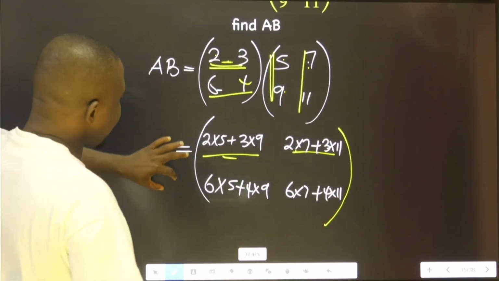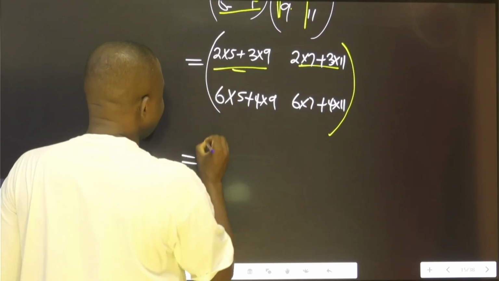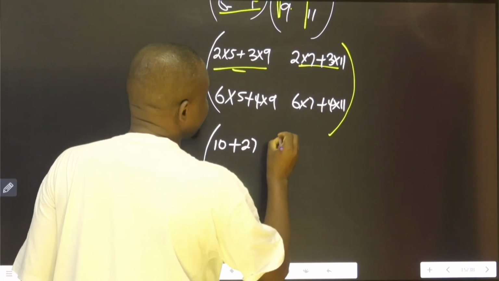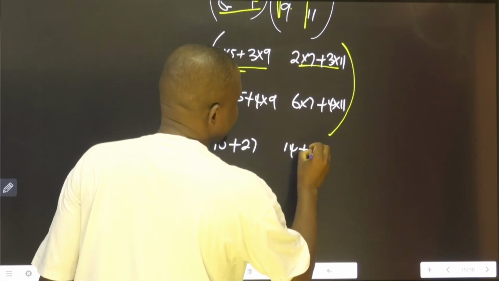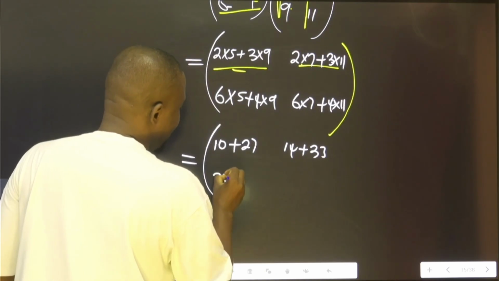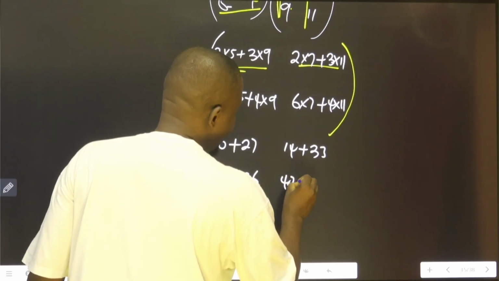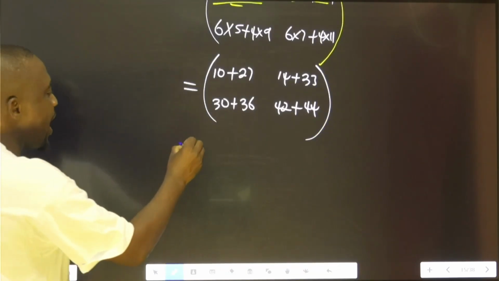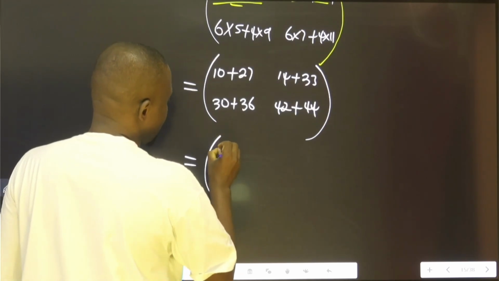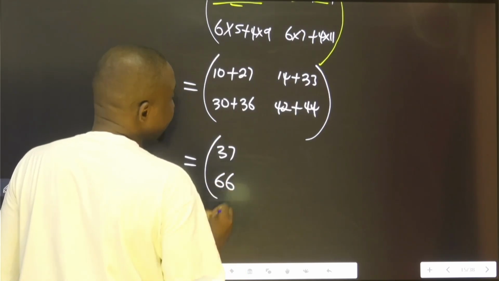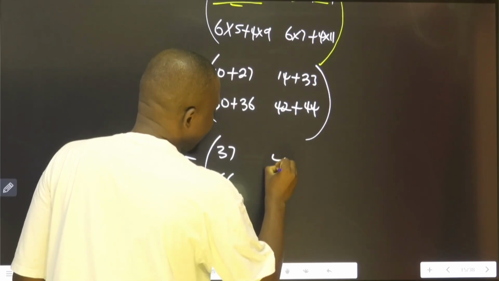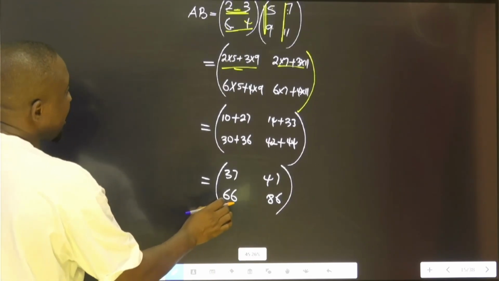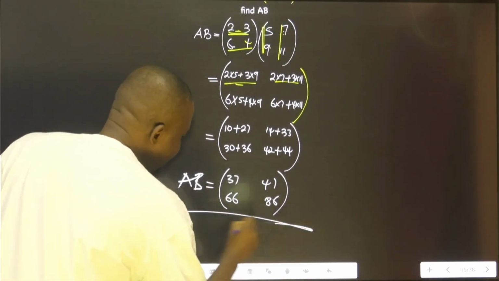That's all. Okay? Now, you agree with me that this is 10 plus 27, 14 plus 33, 30 plus 36, 42 plus 44. Okay? You agree with me that this is equal to 37, 66, this is 47, this is 86. That is what? Our AB. This is the final answer.